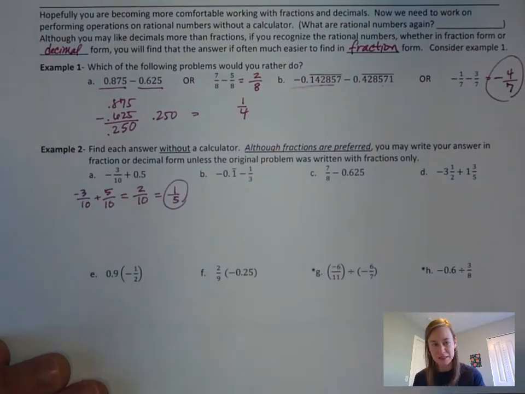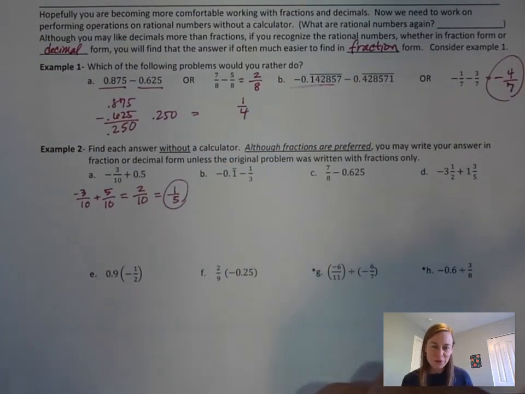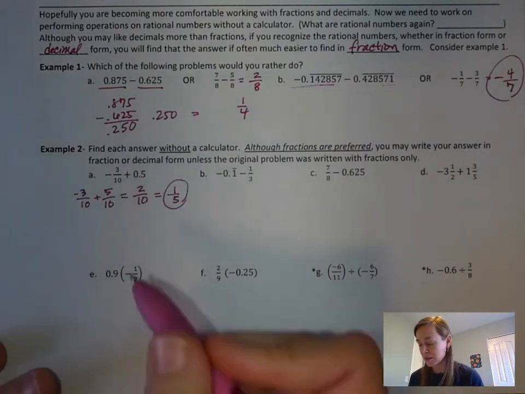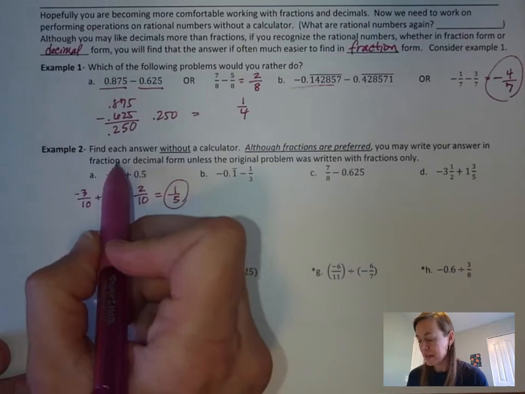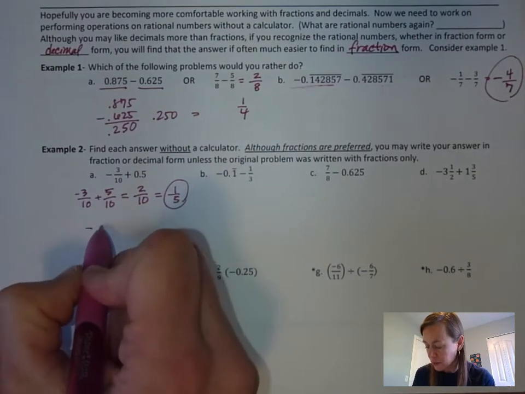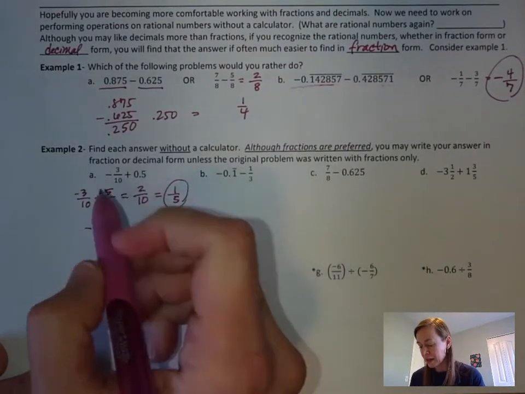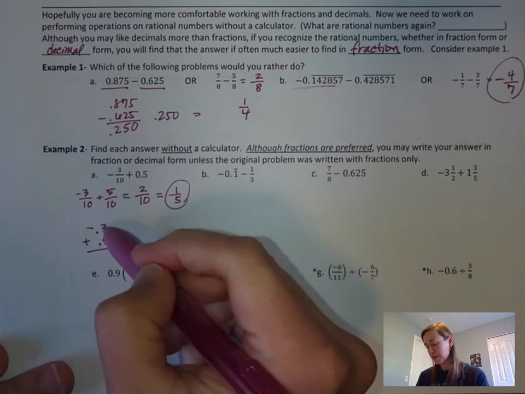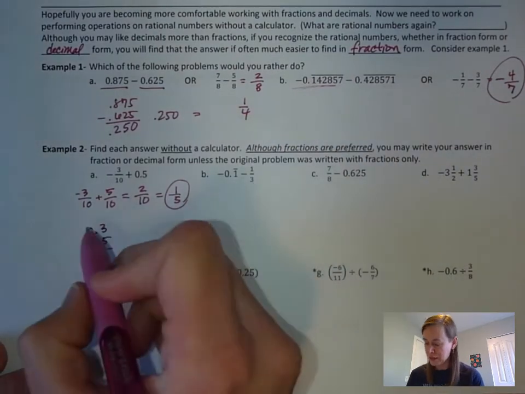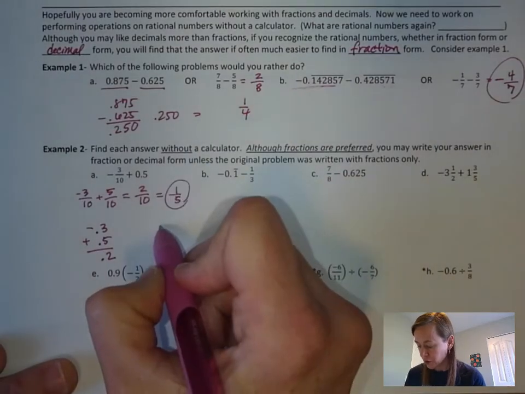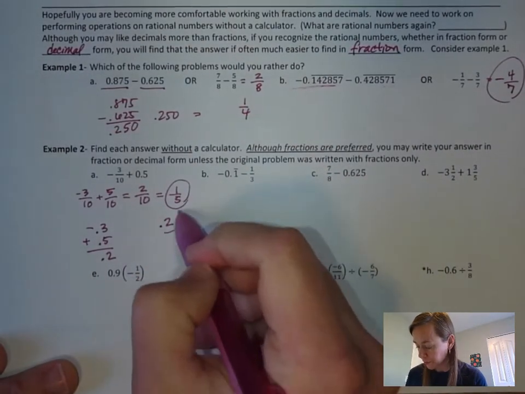Okay, so that's my answer. Now let's do it in decimal form. You don't have to do it both ways. You get to choose, but I'm going to show you both ways just so that you see it done. So this time we're going to take -3/10 and just write it as a decimal. So that's going to be -0.3. And then we're going to add 0.5. So -0.3 plus 0.5 is going to be 0.2. Okay, and so you could write it as 0.2.